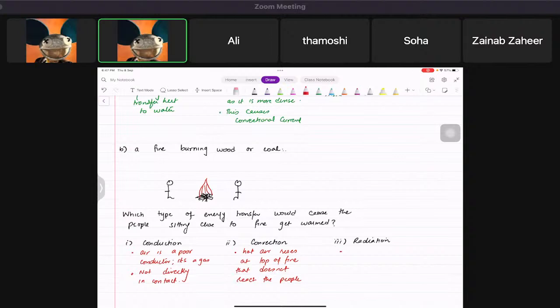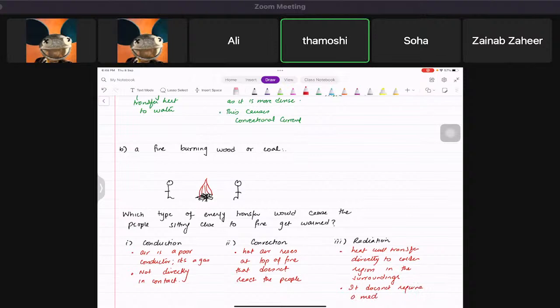Radiation would be because the heat will transfer directly to colder regions in the surroundings. And why does it do that? Because it does not require a medium to do so. Yeah, exactly. So it does not really depend on whether it's a good conductor or a bad conductor. It just goes right away, right? Everybody understands this? Yes.